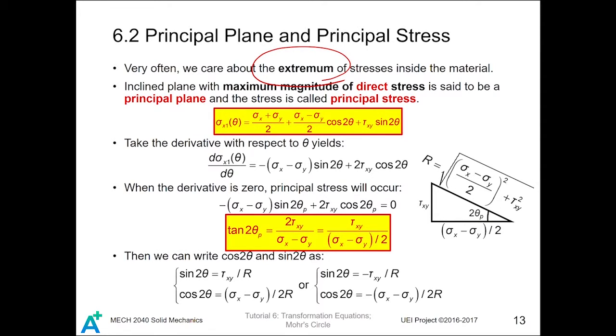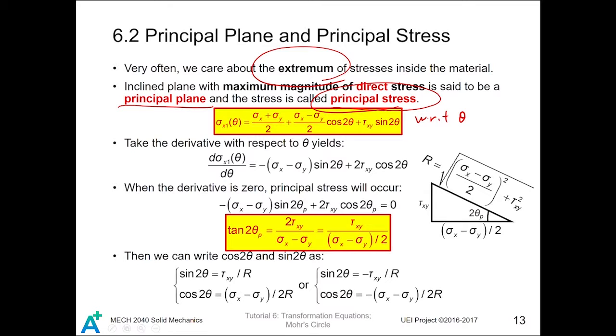An inclined plane with maximum magnitude of direct stress is said to be a principal plane, and the stress is called principal stress. So the principal plane and the principal stress is basically talking about at what angle of inclination you can obtain the maximum stress inside the stress element. To do this, we are going to find the maximum of the stress with respect to theta. Still, recall that we are talking about angle of inclination.